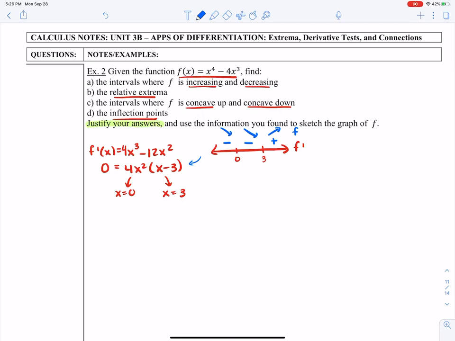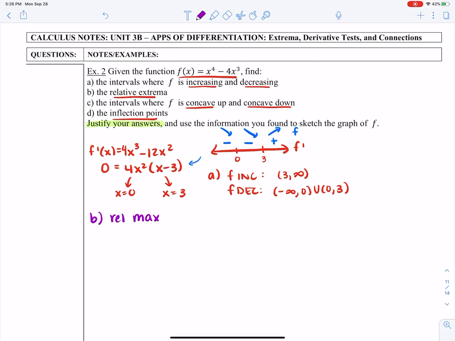So I can actually go ahead and answer part A. Part A asked me to find where f is increasing and f is decreasing. So f is increasing from 3 to infinity, and f is decreasing from -infinity to 0, and then also from 0 to 3. For part B, I wanted to find the relative extrema, both relative maxes and mins.